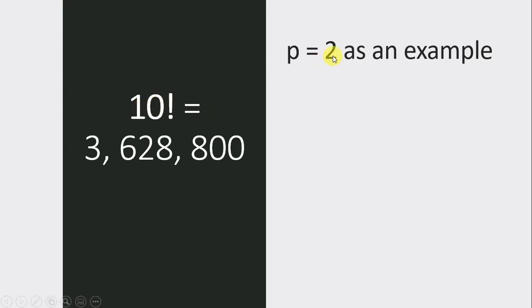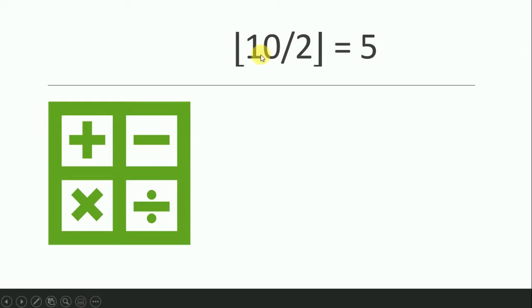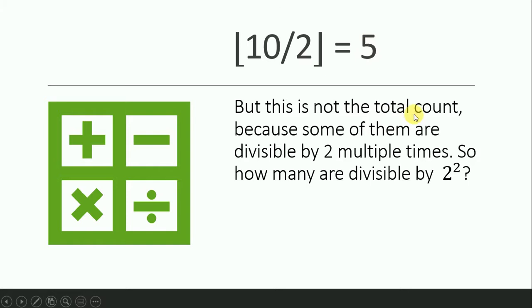So let's take 2. First question: how many of the numbers 1, 2 to n are divisible by 2? How do we answer this? We have the floor function: the floor of 10 over 2 is exactly equal to 5. But that is not the total count, because some of the numbers from 2 to 10 are divisible by 2 multiple times. So there are some numbers that could be divided by 2 a lot of times. Say for example 8. You could divide 8 by 2 three times.